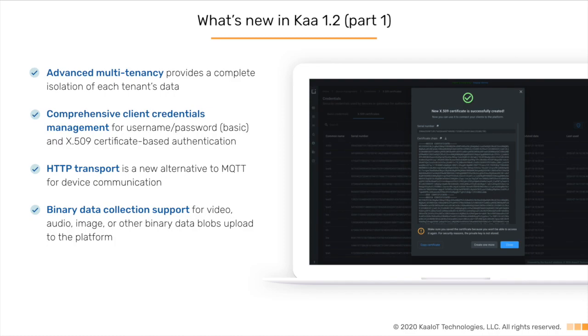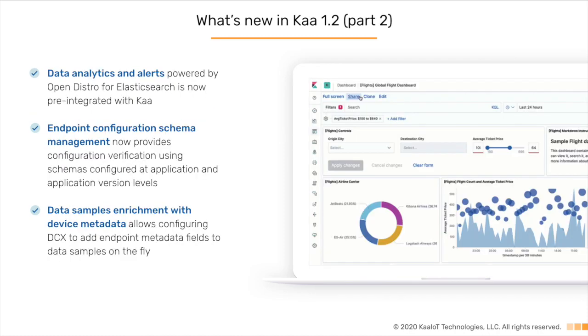Then we added an HTTP transport to be used in addition to popular MQTT. Another useful feature is the ability to upload binary data such as multimedia from your devices to the platform, for example, uploading video from security cameras. What is more, we added analytics and alerts functionality in Kaa by seamlessly integrating it with the popular OpenDistro for Elasticsearch solution. It gives users vast powers of configuring analytics dashboard and setting up rule-based alerts. So it was the perfect match for our platform.